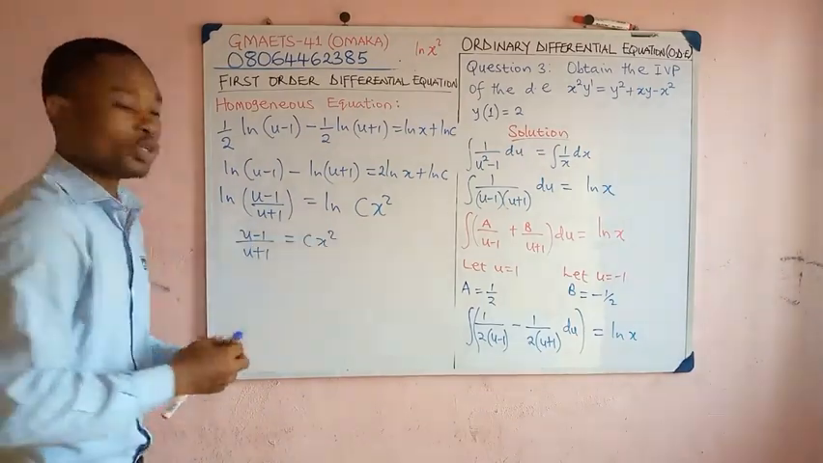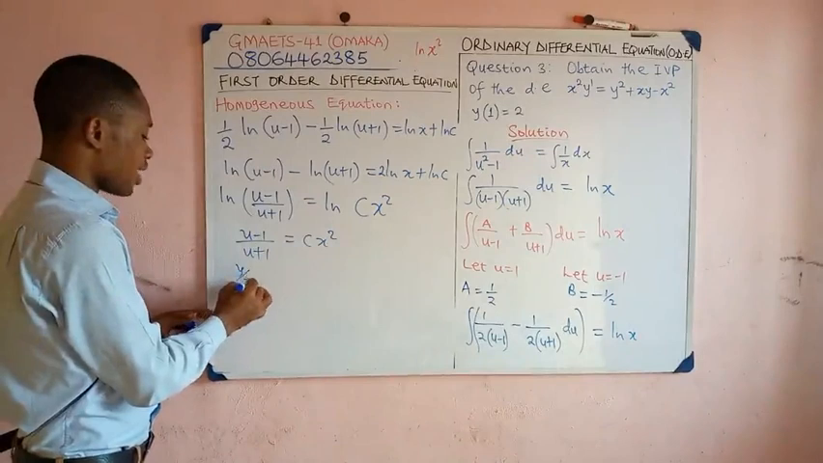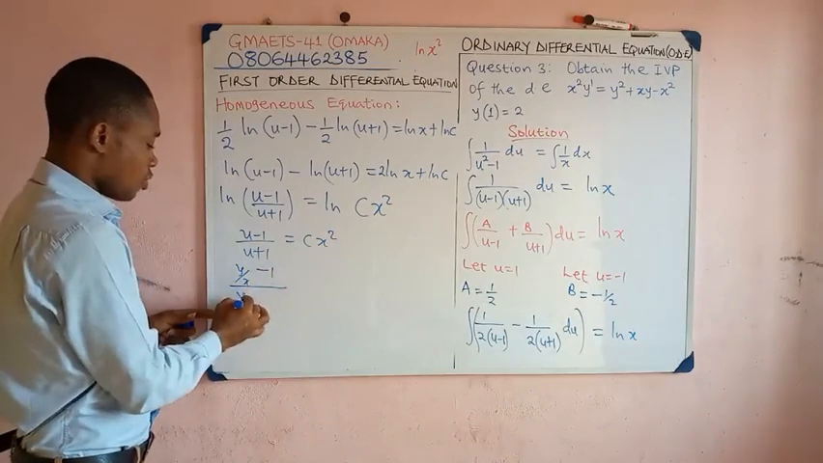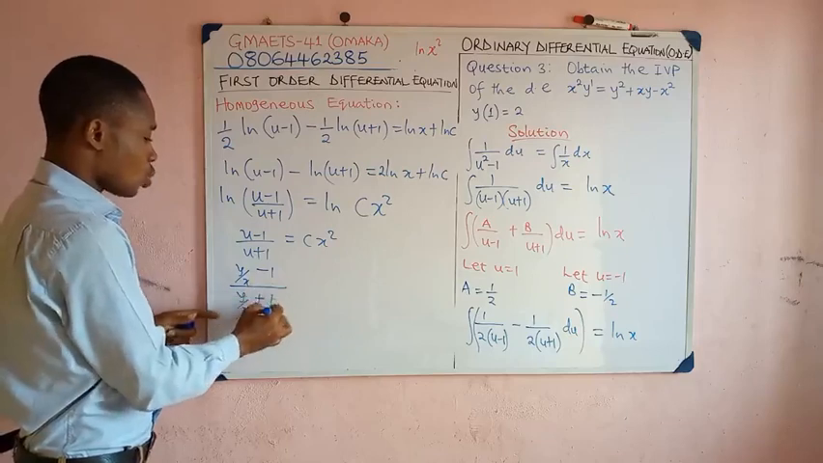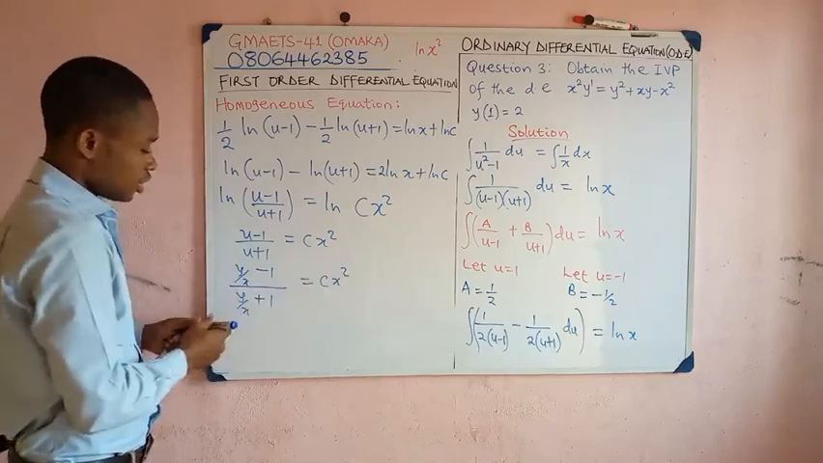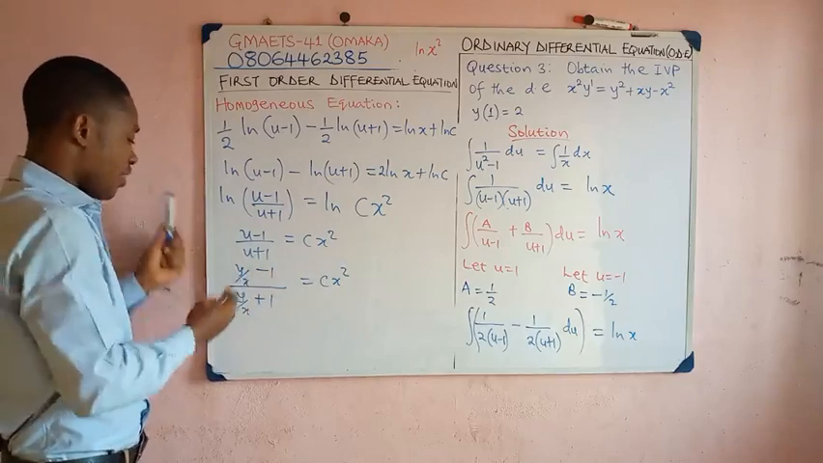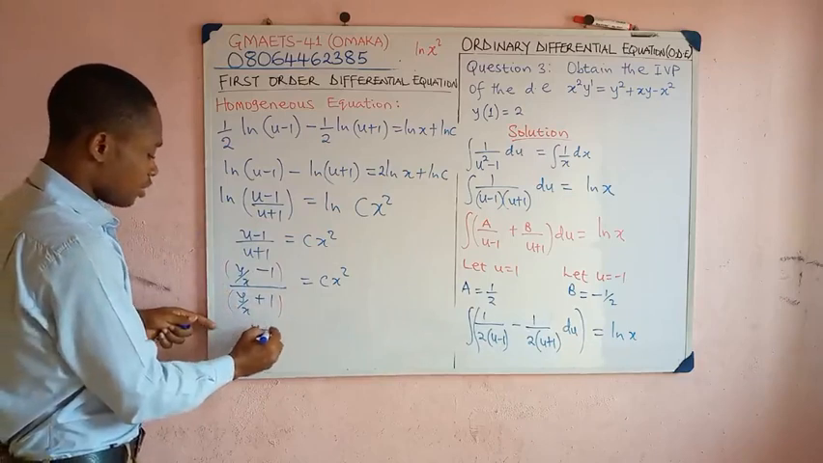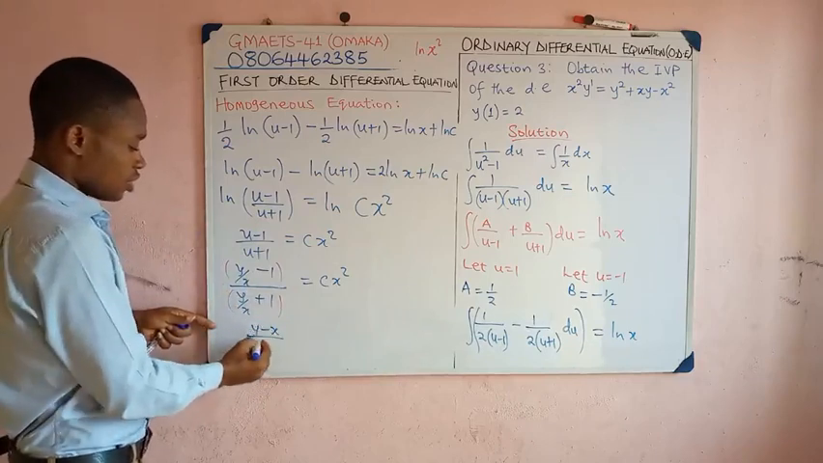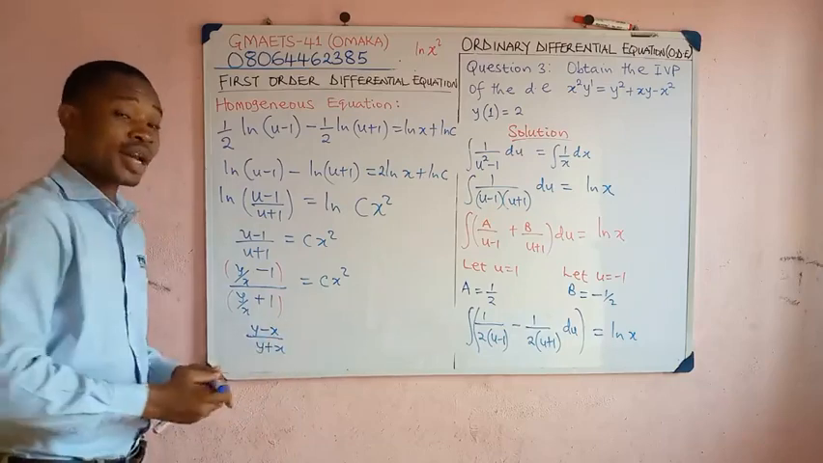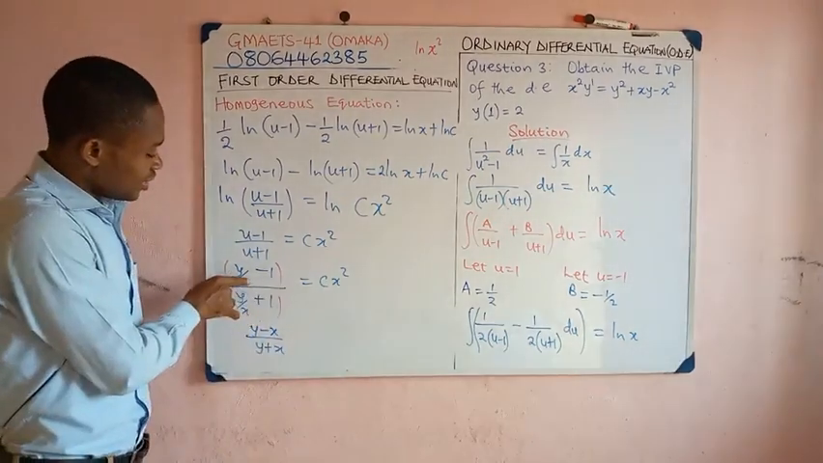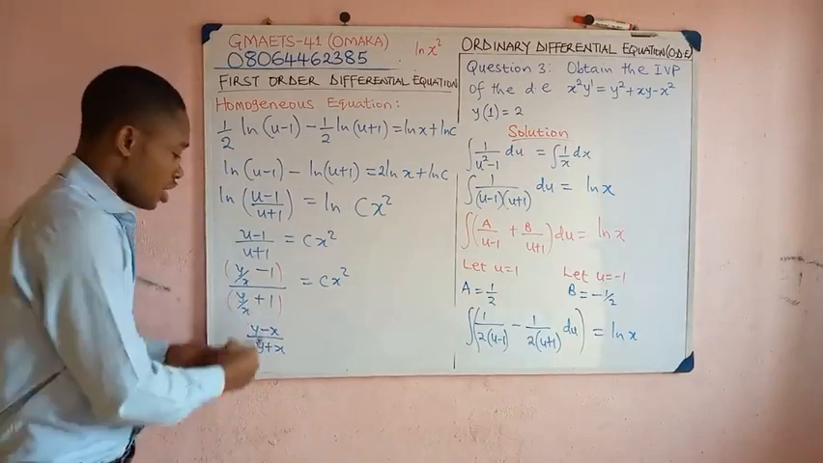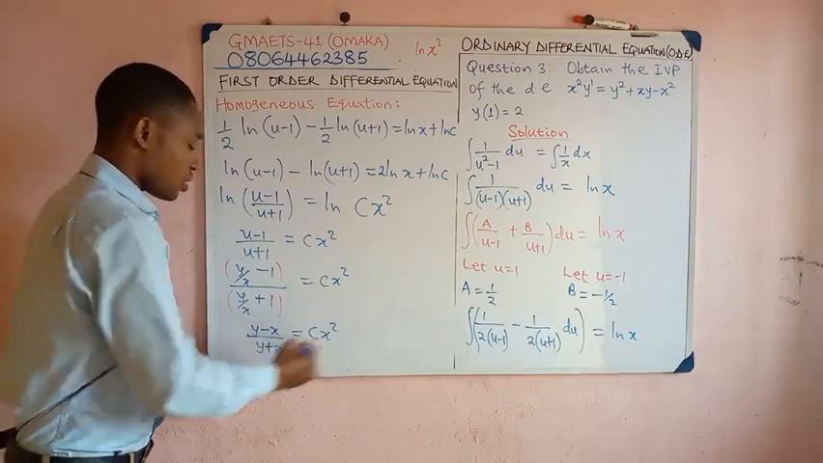We can now substitute for u, which you know is the same as y over what? x. Minus 1 all over y over x plus 1 equal to cx squared. If you simplify the numerator here by finding the LCM and working it out, you are going to get y minus x all over y plus x. You can work that out yourself and see. When you do that, the denominator x in the numerator will cancel the denominator x in the denominator here. Everything equal to cx squared.